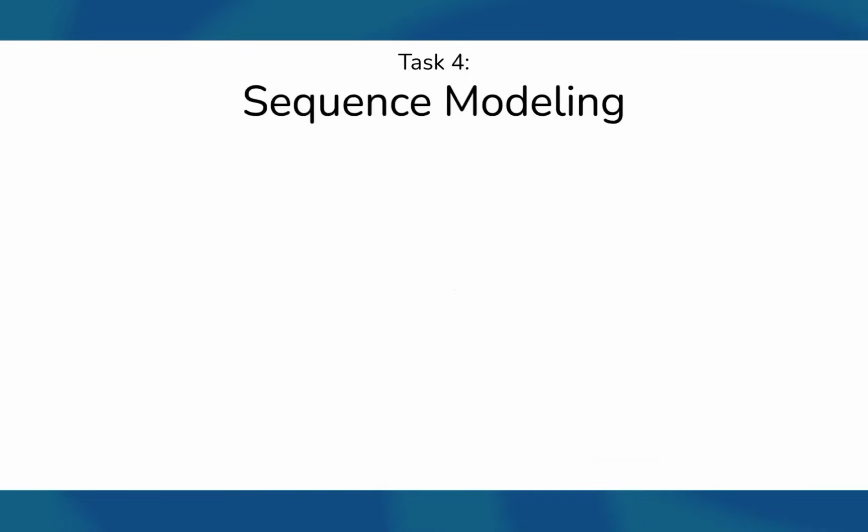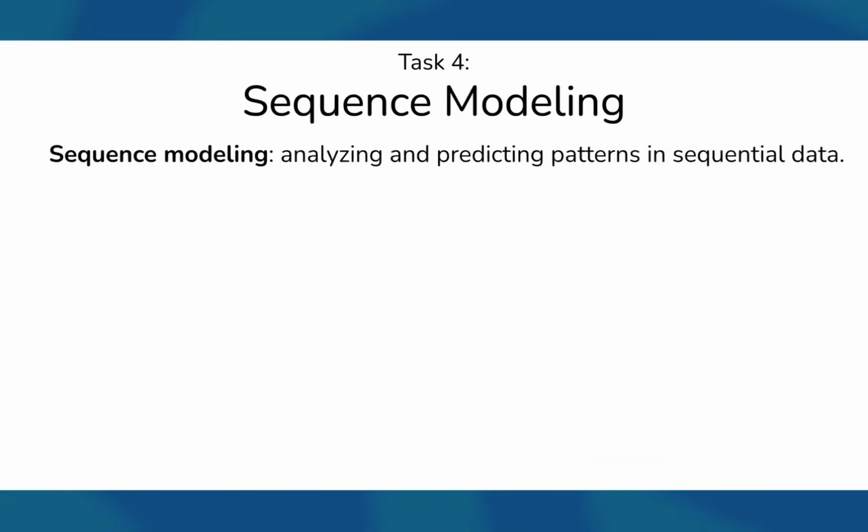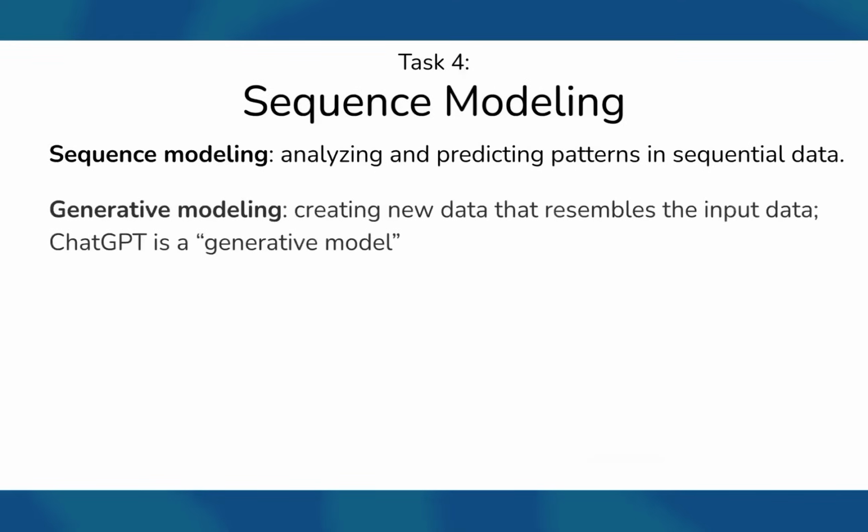And then finally, there's sequence modeling. This is about analyzing and predicting patterns in sequential data. Generative modeling or generative AI systems do a lot of sequence modeling. These create data that resemble their input data or their training data. So ChatGPT is a generative model. It generates lots of text. It trained on lots of text and was trained to imitate it, and it outputs a lot of text as well. So it generates that text word by word.